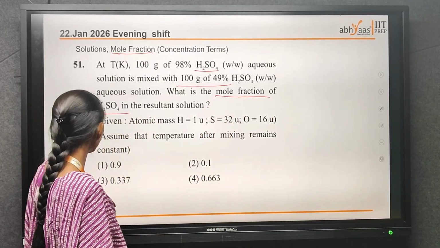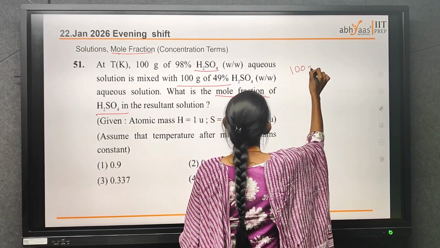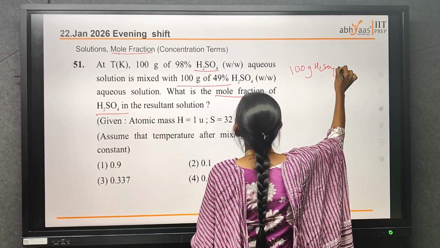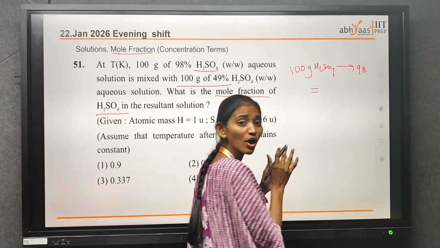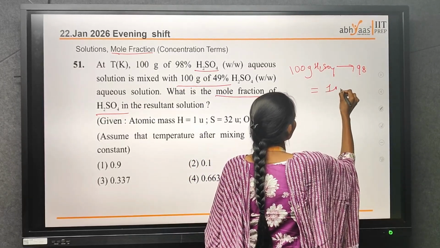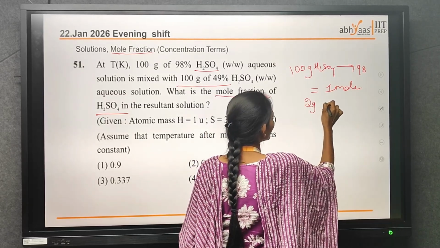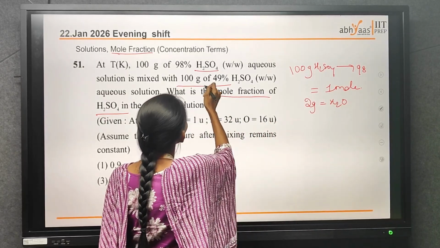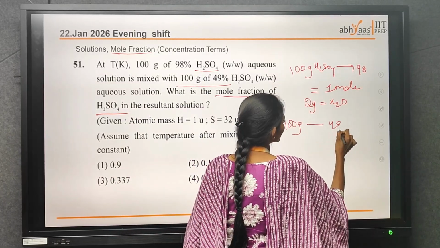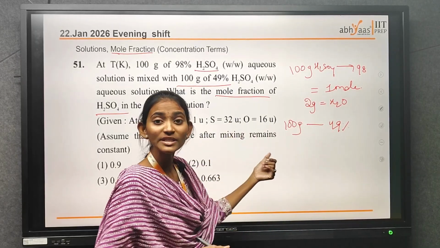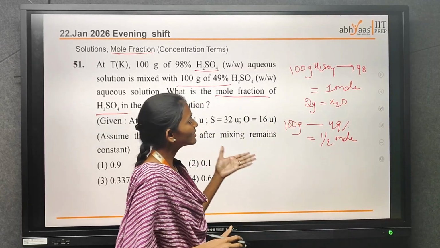Coming to this, what they have given, first we'll write one side. For 100 grams, they have given 98% H2SO4, right? This means how many moles? Only 1 mole. Therefore, you are having 2 grams of H2O. This is one side. Moving on to the next 100 grams, they have given 49% H2SO4, so here you are having only half a mole. So what is the mole fraction they are asking?